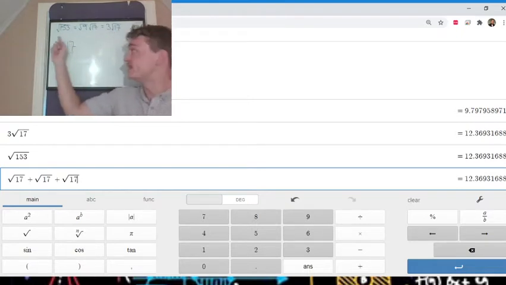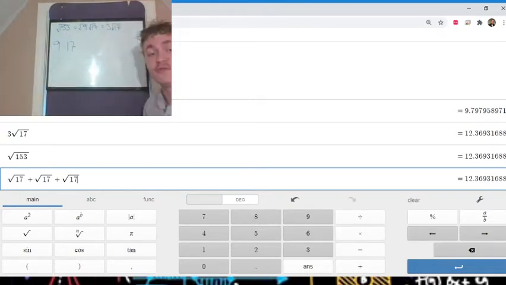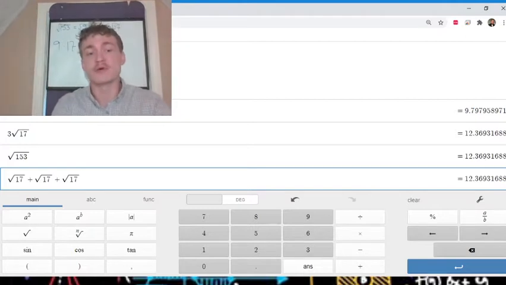3 square roots of 17 is equivalent to the square root of 153, which is equivalent to the square root of 17 plus the square root of 17 plus the square root of 17. That's just our rule of multiplication. That's our definition. Multiplication is defined to be repeated addition. We have 3 square roots of 17. Thus, we have the 3 combined for addition.